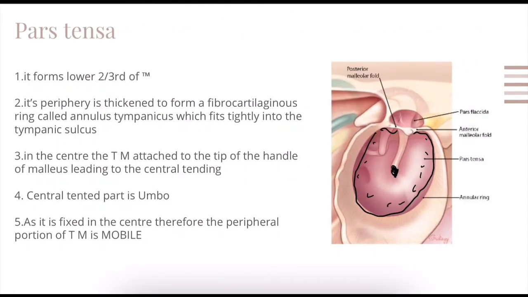Pars tensa is so called because it is firm and tense. This is mainly because its periphery is thickened to form a fibrocartilaginous ring called the annulus tympanicum, which fits tightly into the tympanic sulcus. And at the center, the tympanic membrane is attached to the tip of the handle of the malleus, leading to the central tenting. This central tenting part is called the umbo. As it is fixed at the center, therefore the peripheral part is more mobile.